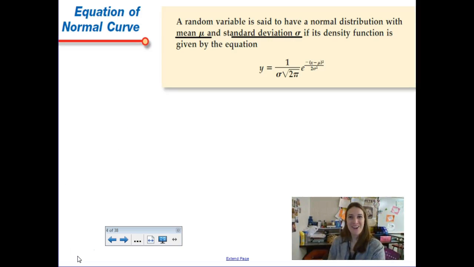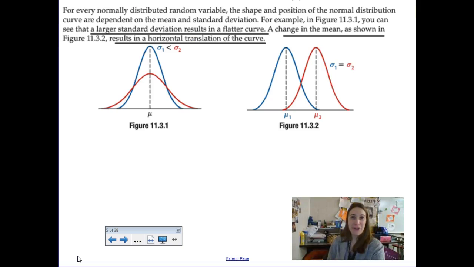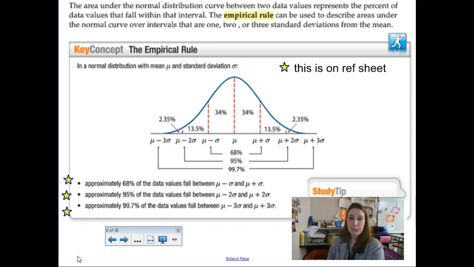That looks fun, right? That is a fabulous formula that we are never going to use in our class, but it tells you how to calculate the equation of the normal curve. So, have fun looking into that. All right, here are some other visuals from your textbook showing you how having different standard deviations can affect the shape of the curve. So, check that out if you want.